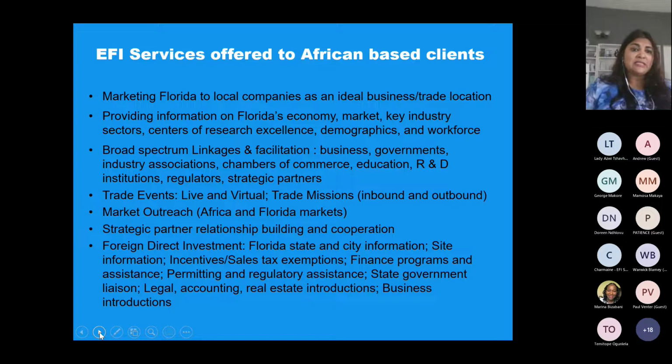And for those interested in some kind of representative office in Florida, in addition to what is already established in this market, we will come alongside to support with everything from state and city information, site information, incentives, permitting, and regulatory assistance, and just a whole host of value-added services. Next slide, please.